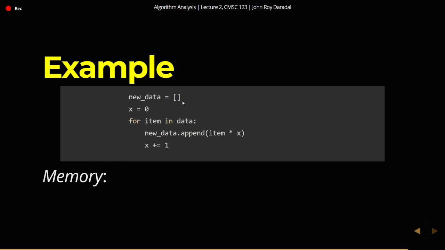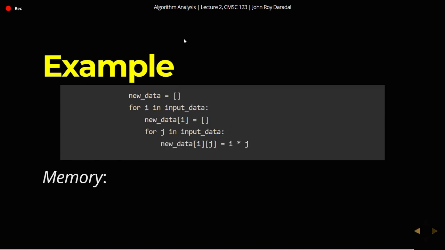How about for this one? So new data is equal to an array, and for each item in the data, we'll append item times x when we increment x each time. So the memory for this one is O of n, because we have an array that also has the same size as the data that we have for our input. Okay, so it basically has the same size because we add each item in the data to the new data as well, but this time it's processed by multiplying it by x.